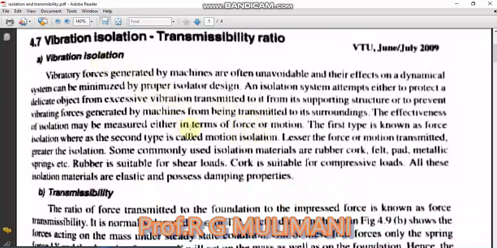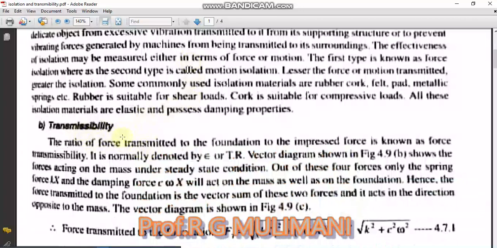And transmissibility. What is transmissibility? How much the force is transmitting to the foundation. How much force is applied and how much force is transmitted to the foundation, this ratio is called transmissibility. Transmissibility is the ratio of the force transmitted to the foundation to the impressed force. Impressed force means the applied force.